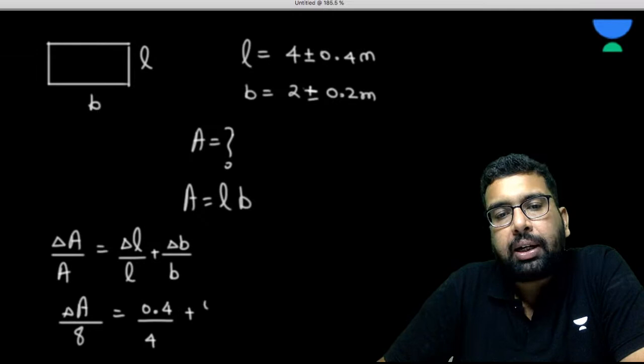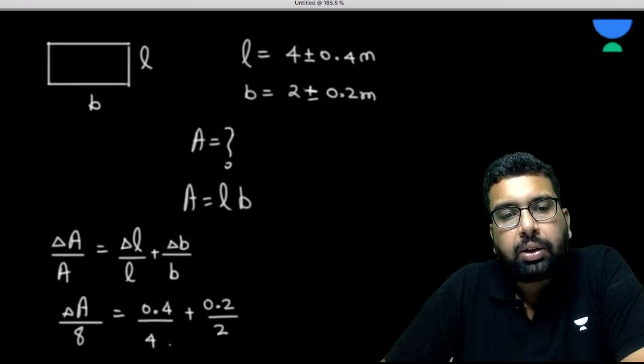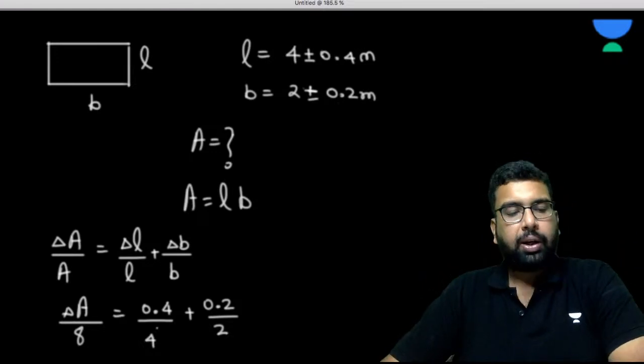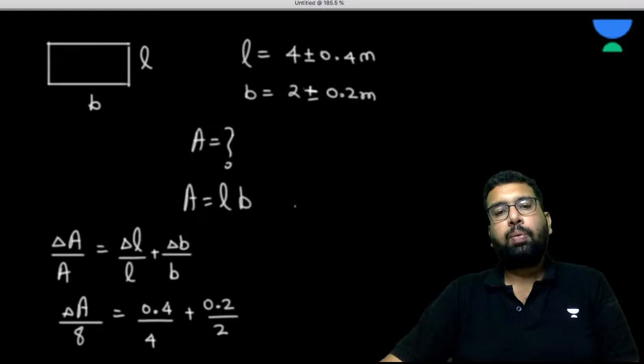Then delta B. What is the delta B? That is the error in the measurement of the width. It is 0.2. And what is the true value of B? It is 2. So what are we going to get? We are going to get 0.1 plus 0.1, that is 0.2. So from here, what are we getting?